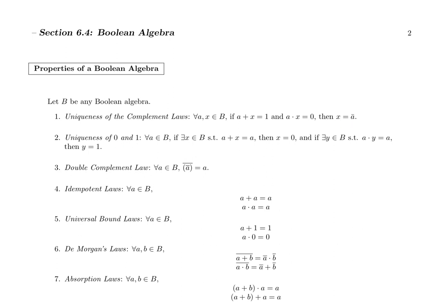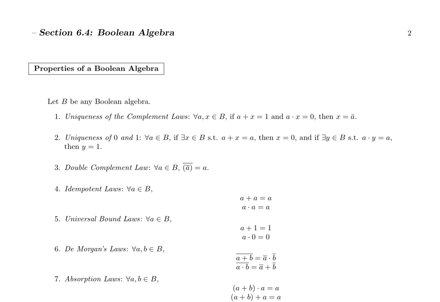The uniqueness of 0 and 1 says, for all A in our Boolean algebra, if there exists some X in our Boolean algebra such that A plus X equals A, then X has to equal 0. And if there exists some Y in our Boolean algebra such that A times Y equals A, then Y has to equal 1.